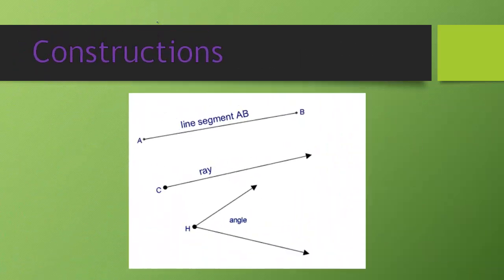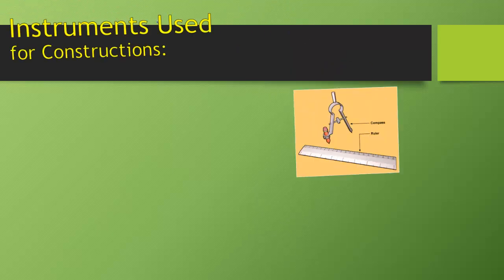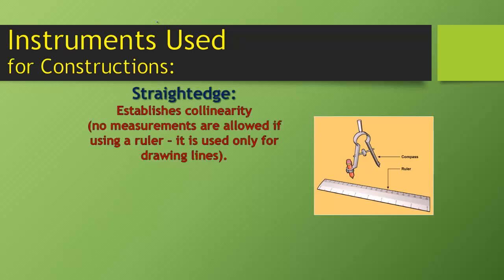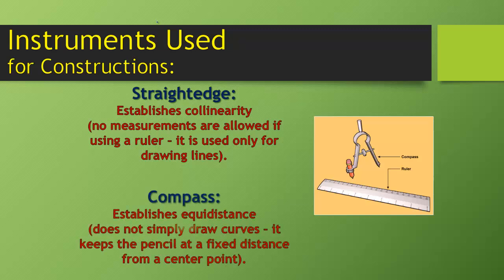All right, so now hopefully you have this beat into your head. So now we have to do constructions. Okay, to do a construction, you need a few things. You need a compass and a ruler. All right, a straight edge doesn't necessarily have to be a ruler, but a ruler helps. That will establish collinearity. If we're not using a ruler to measure though, we're only using it for drawing the lines. And then a compass can establish equidistance.